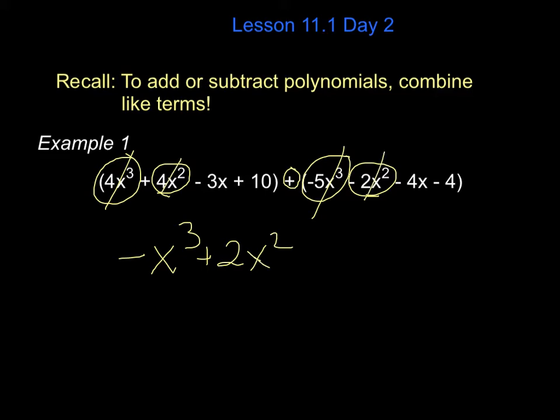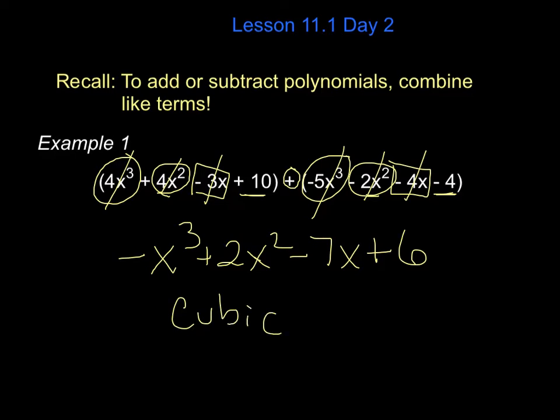Next thing I do is look for x to the first, or x terms. I've got negative 3x and negative 4x. So negative 3 plus negative 4 gives me negative 7x. And I'm done with the x terms. The only thing left would be the constants. I've got a positive 10, I've got a minus 4. So 10 and minus 4 leaves me with a positive 6. And there is my new polynomial in standard form. If I were naming it by the degree, a degree 3 means that this is a cubic polynomial.